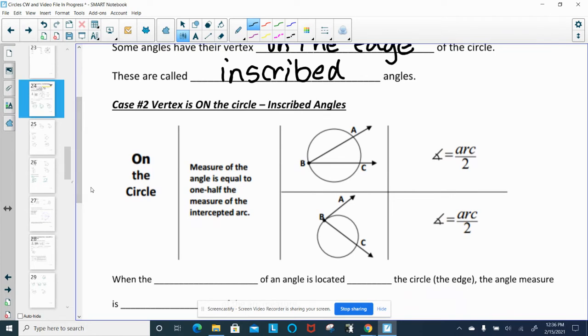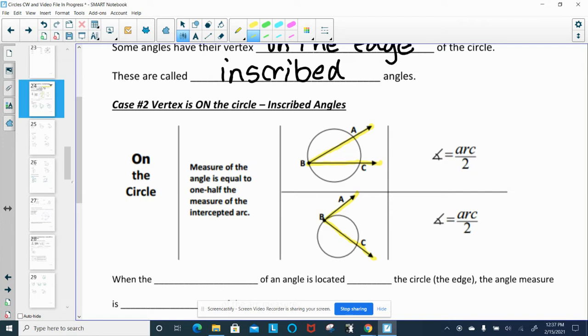I'm going to show you what these two pictures can look like. I think it's important to understand that inscribed angles can look like this. Notice that B is the vertex, and B is not in the center anymore. It's on the edge of the circle. But notice this is also an inscribed angle. B is still on the edge of the circle, but one of the rays of the angle is sticking outside the circle. That's okay. That is still inscribed. I just like for you guys to see the different ways that an inscribed angle can look.